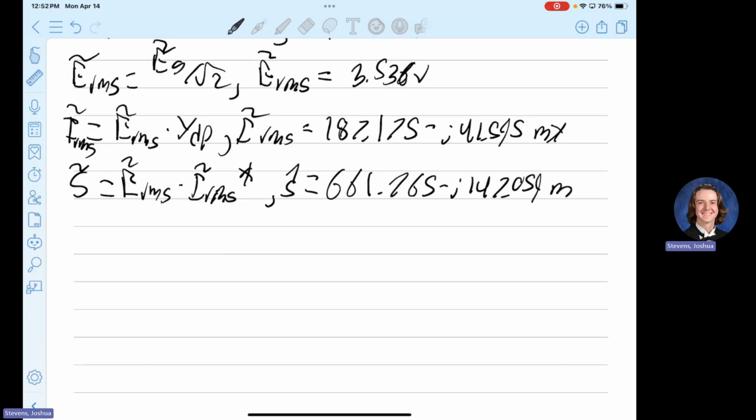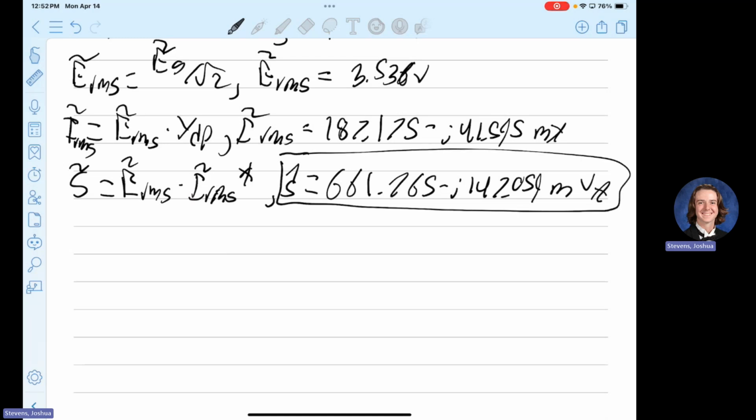Not VARs. You've multiplied voltage and current. Volt amperes, or VA. So this is complex power. What does this tell us? Technically, it tells you two other things within itself.